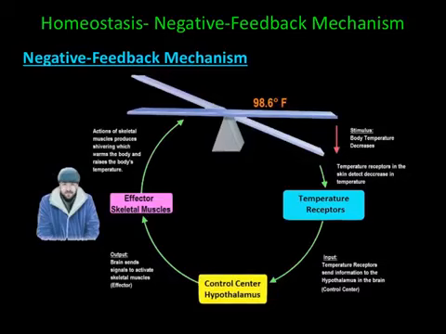Let's take a look at what happens when the body gets cold. So when body temperature decreases, again, temperature receptors in the skin detect the decrease in temperature. These receptors send information to the hypothalamus in the brain. The brain then sends signals to activate skeletal muscles. The actions of the skeletal muscles will produce shivering, which warms the body and raises the body's temperature. Shivering warms the body, which opposes the initial decrease in body temperature.